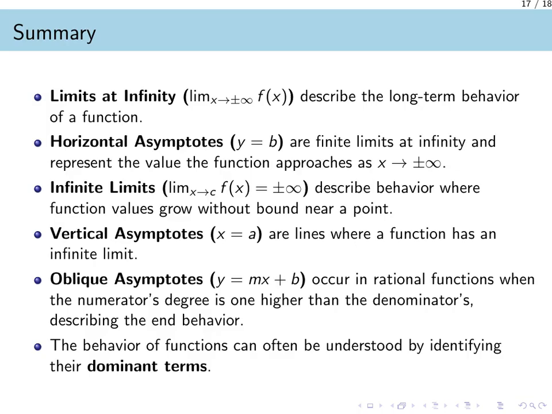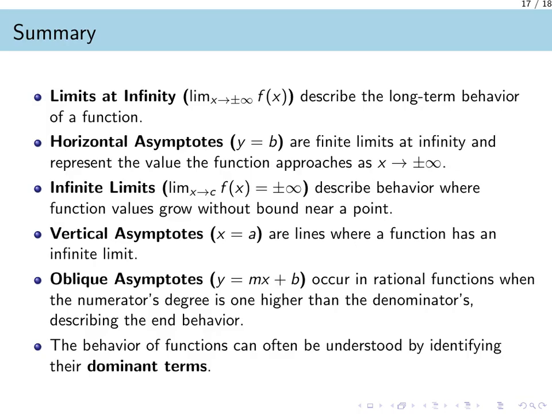Let us summarize the key tools we have developed for analyzing a function's behavior at its extremes. We have explored two main ideas: limits at infinity and infinite limits. Limits at infinity describe the long-term end behavior of a function as the input x grows infinitely large. If this limit is a finite number, like b, the graph has a horizontal asymptote at the line y equals b. In contrast, an infinite limit describes where a function's output grows without bound as the input approaches a specific number, say a. This behavior creates a vertical asymptote at the line x equals a.